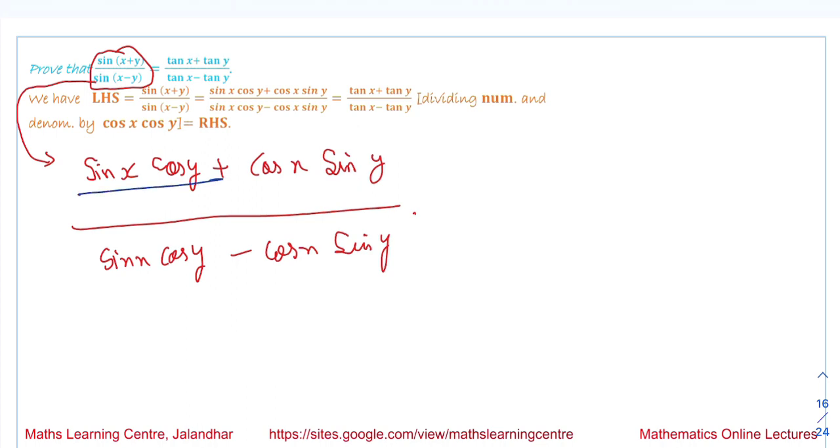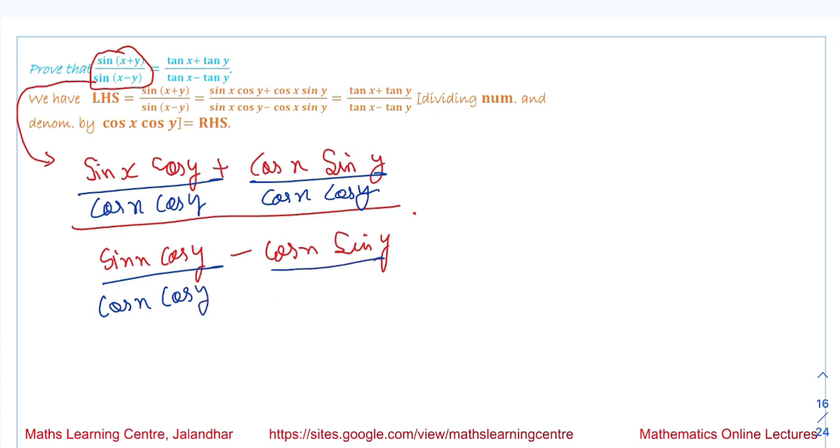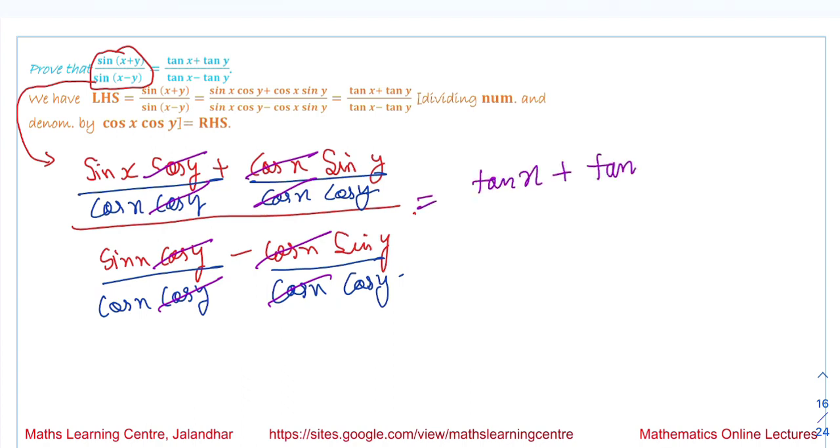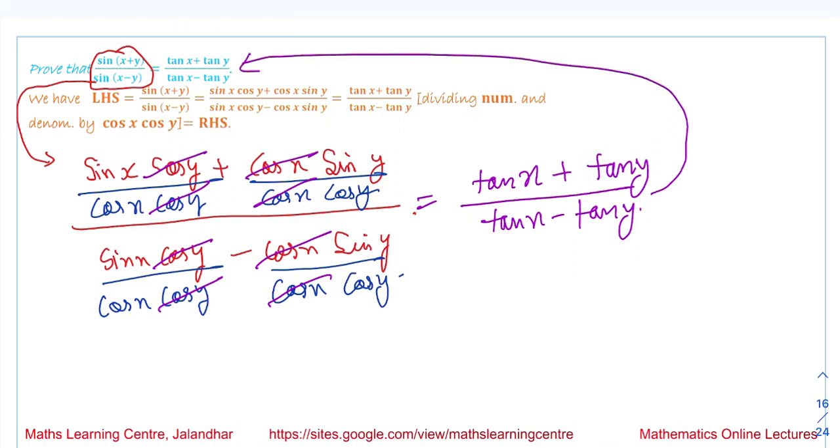Now if we divide the numerator and denominator by cos x cos y, we are dividing over here by cos x cos y, and over here also by cos x cos y. Over here this cos y gets cancelled, cos x gets cancelled, and over here this cos x gets cancelled, and this cos y gets cancelled, and the answer we are left with is tan x plus tan y divided by tan x minus tan y, and this is what we had to prove.